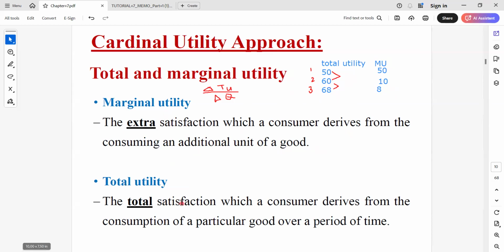And then your total utility, they say here, is the total satisfaction which a consumer derives from consumption of a particular good over a period. The key word here is that total utility is the total satisfaction, and marginal utility is the extra satisfaction. Let's move on.